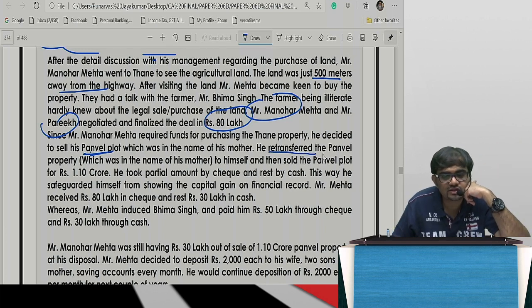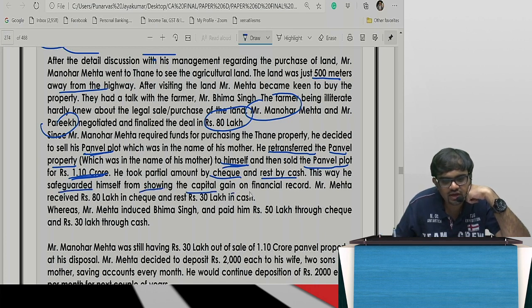He retransferred the Panvel property to himself from the Benamidar, and sold the Panvel plot for 1.10 crore. The 90 lakh plot sold for 1.10 crore, making a profit of 20 lakhs. He took a partial amount by check and the rest by cash. This way he safeguarded himself from showing the capital gain on financial record. Smart fellow. Received 80 lakh in check and the rest 30 lakh in cash.